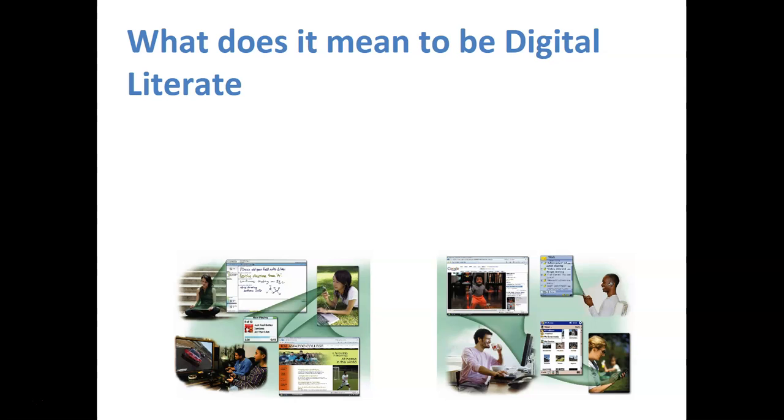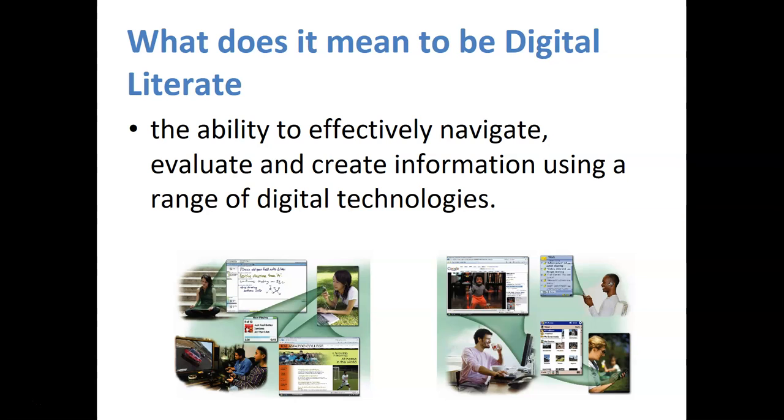So what does it mean to be digitally literate? This is going to be the ability to effectively navigate, evaluate, and create information using a range of digital technologies. And so that's just a lot of words to say that you are good at using different forms of technology. Digitally literate can mean you know how to use a computer, your phone, your iPad, or a gaming system. So digitally literate is just knowing how to navigate different types of technology and to do it well.